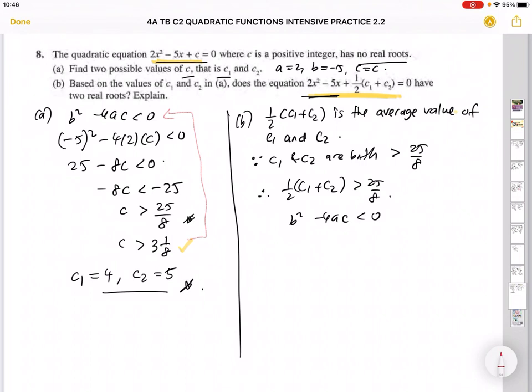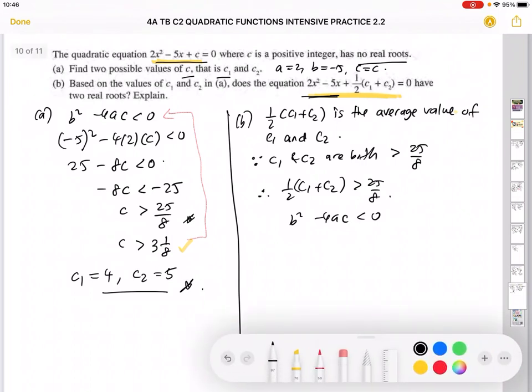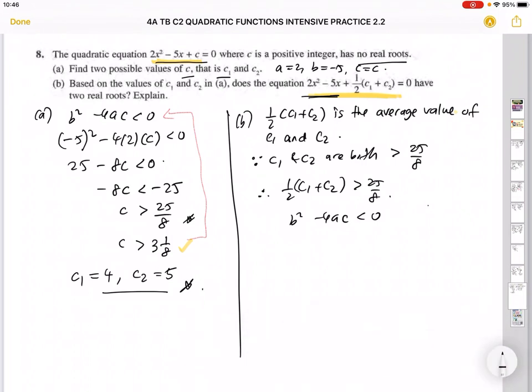So what can we say about the type of root? Does it have two real roots? The answer is no. The equation does not have two real roots. All right, so that's the last question.